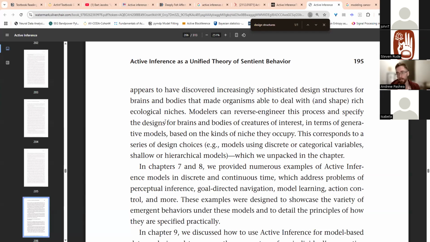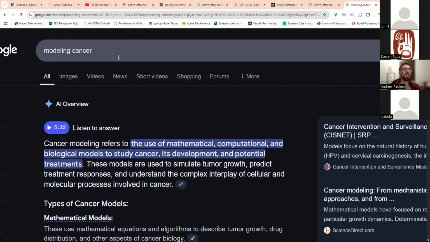Yeah, but you would specify the designs for plants, which is easy. Specifying the design for a brain is not easy. I don't think anyone can do it, and it's not a thing I would say.